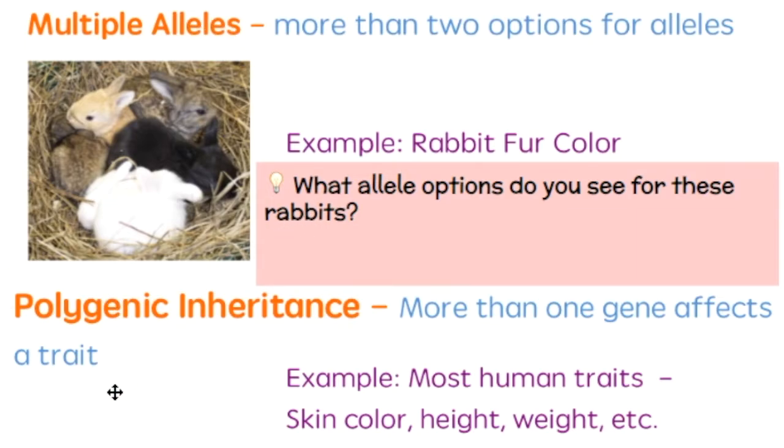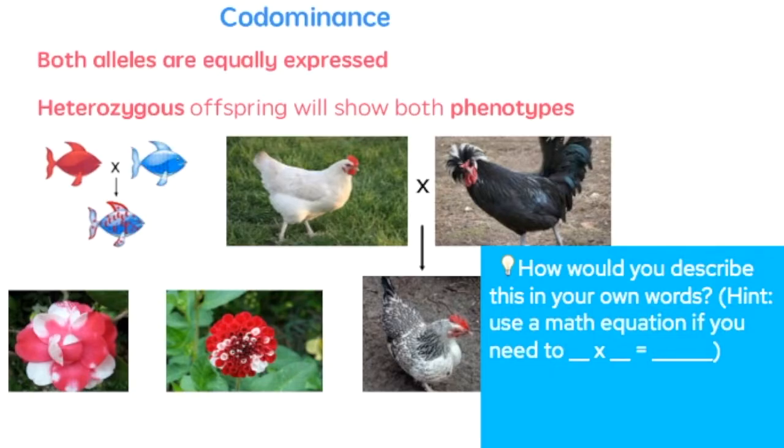Then you can also have polygenic inheritance. So think about the prefix: poly means many, genic means genes. So polygenic inheritance, more than one gene affects the trait. This is true with most human traits. Skin color, height, weight, hair type, a lot of different genes control what we look like. It's not just either you're tall or you're short. Either you have light skin or you have dark skin. Humans are more complicated than that. So that is polygenic. A lot of genes control what we end up looking like.